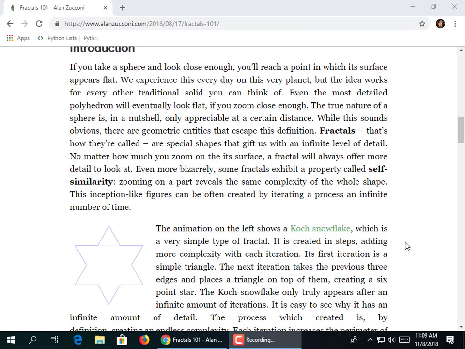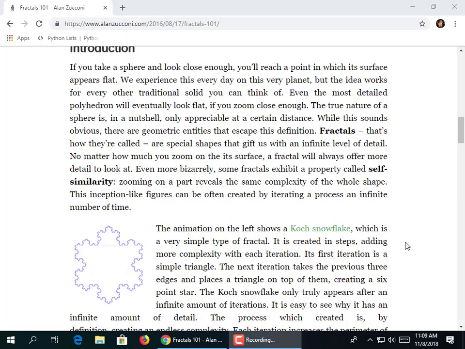So if you look at a sphere under a microscope, eventually you reach a point where it's flat. No matter how curved it is, if you look at it close enough, it'll be a flat line. The true nature of a sphere, in a nutshell, is only appreciable by a certain distance. So you get far enough away, you see it as a sphere. If you get too close, it just looks like a line.